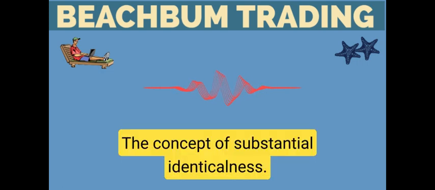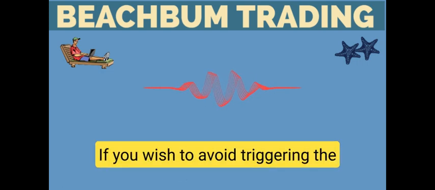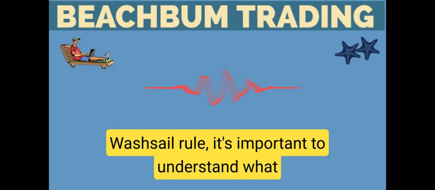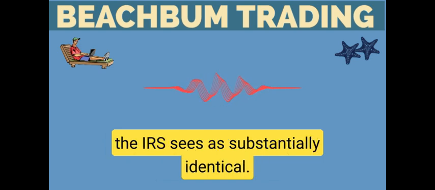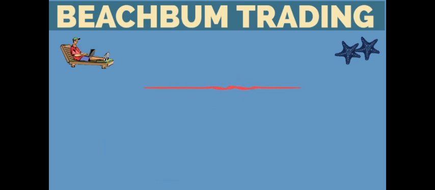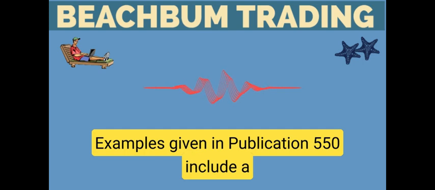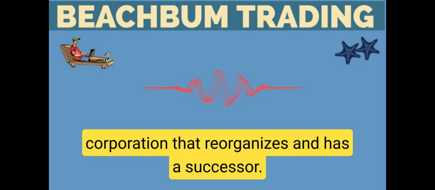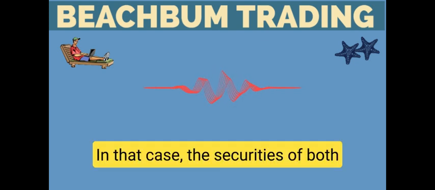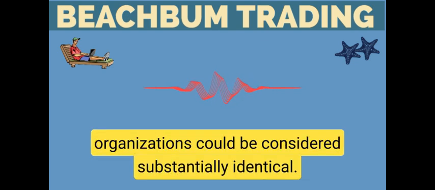The concept of substantial identicalness. If you wish to avoid triggering the wash sale rule, it's important to understand what the IRS sees as substantially identical. Examples given in Publication 550 include a corporation that reorganizes and has a successor. In that case, the securities of both organizations could be considered substantially identical.